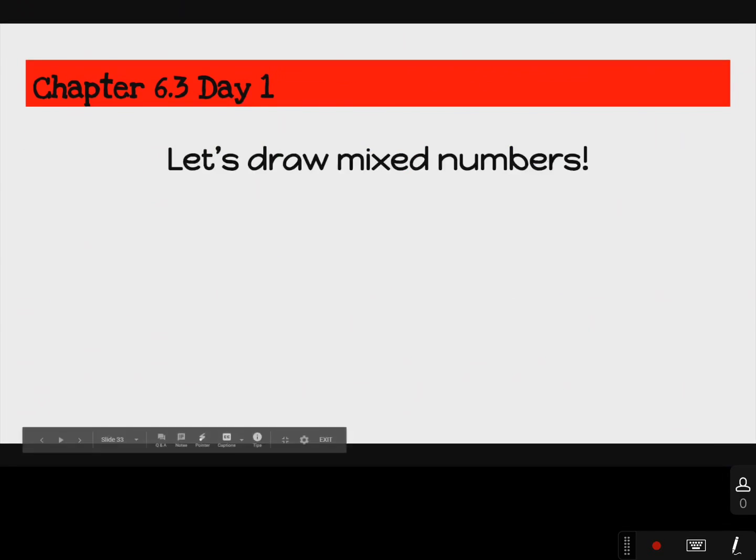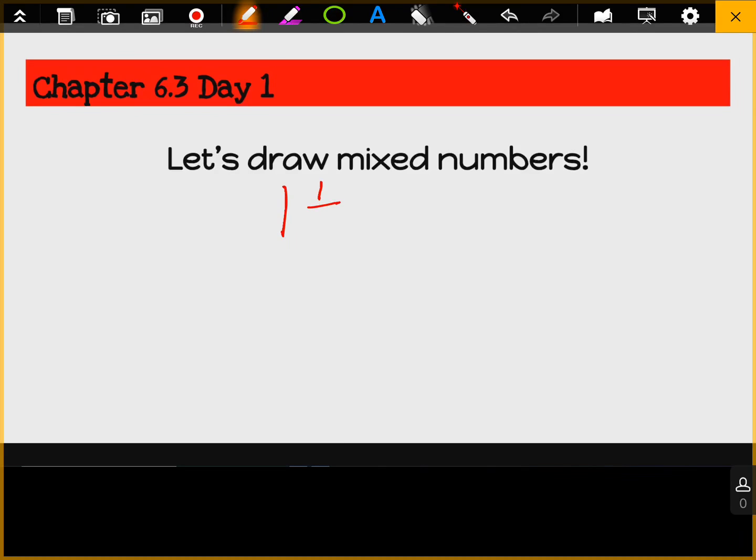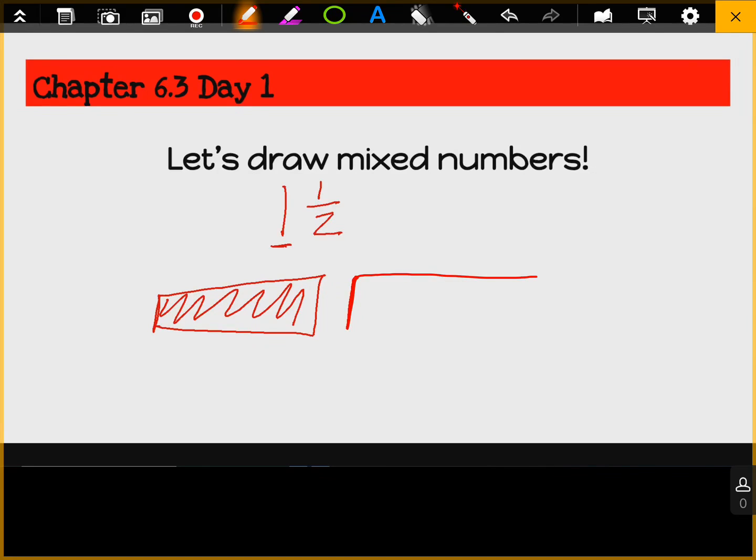Let's take a look at how we can draw our own mixed numbers. Let's start with the mixed number 1 and 1/2. First, draw the whole number, 1 whole. Then, draw the fraction. To create the fraction 1/2, I need to draw a whole, cut that whole into 2 equal pieces, and color in one of those 2 equal pieces. This represents the mixed number 1 and 1/2.